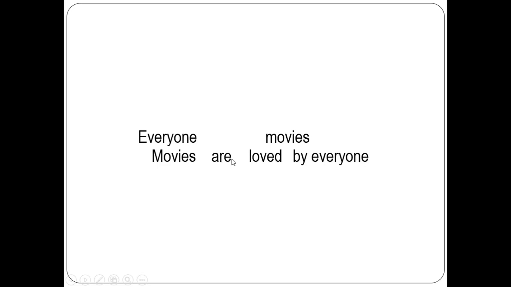The auxiliary verb in the passive voice is always the verb to be. So that's like is, am, are. For the past tense, that's was, were. For the future tense, that's will be. So you can change all of those. You can replace the verb are here with all of those alternate forms of the verb to be. So movies will be loved by everyone, or movies were loved by everyone. All right, so that's the passivization.